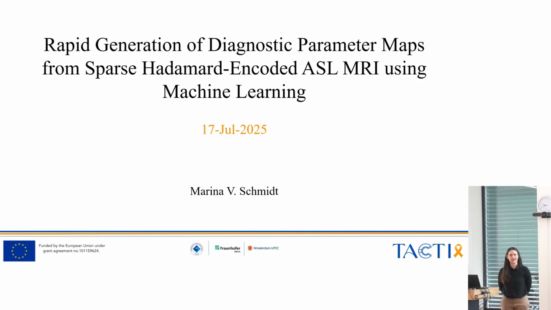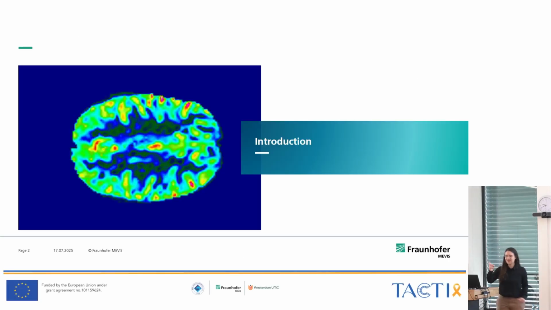And one project I started last year was the rapid generation of diagnostic parameter maps from Sparse Hadamard-Encoded ASL using machine learning. A lot of words, but we're going to go step by step through it and then you'll understand it. We are going to hear in a second why perfusion measurement is super important in the clinics. And I'm going to show you how we can do perfusion measurement in MRI.